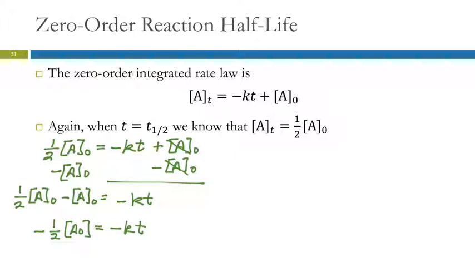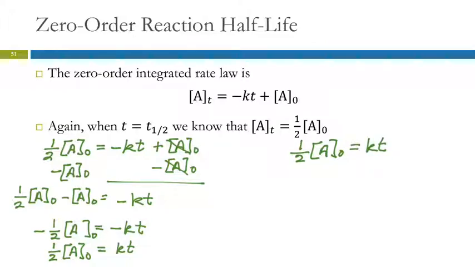I don't know about you, but I don't like the negative signs. We can multiply by -1 on both sides. Everybody okay with that? And that will get rid of the negative signs. So now I have 1/2 A0. Oops, I keep putting the 0 inside. It doesn't belong in there. 1/2 A0 is equal to KT.